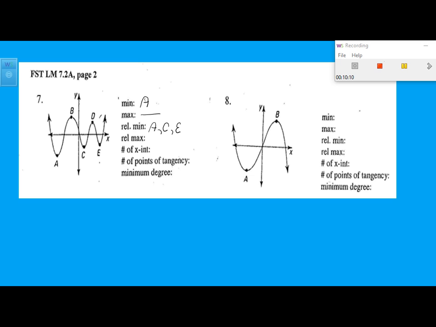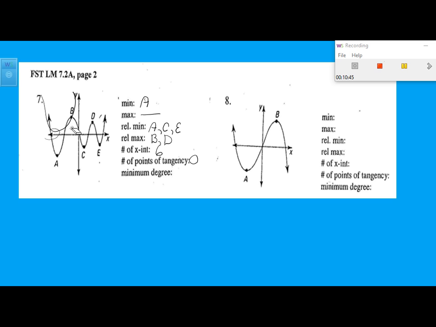That means if we want to talk in terms of the relative maximums, I would have one at point B and one at point D. So relative just being a max or min in that area. Number of x-intercepts looks like 1, 2, 3, 4, 5, 6. And there are no points of tangency yet, no place where it does that.